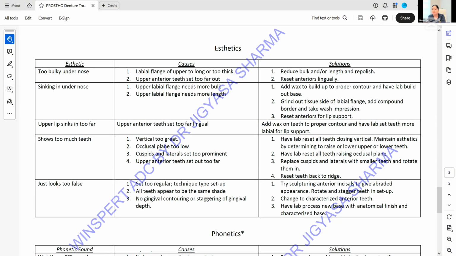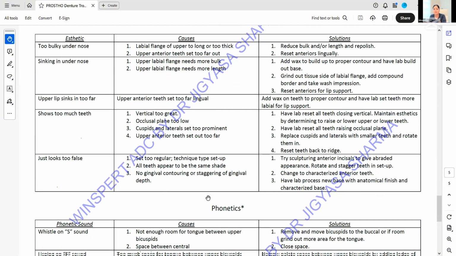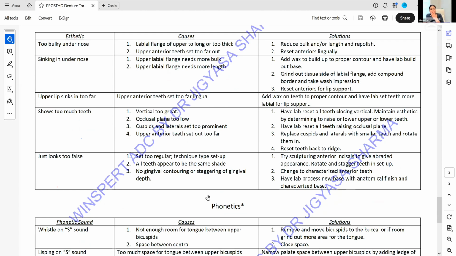Now the problems can be with aesthetics and phonetics as well. Let's talk about aesthetics. It can give you a bulky appearance under the nose or a very sinking appearance under the nose. The lip can also be too much sinking. Too bulky means the labial flange is too thick or the teeth are too far out. So reduce the flange thickness or set the teeth internally. If it's too much sinking, that means the teeth are too far in or the flange needs some bulk, so add the bulk. If the lip sinks too far in, again, the teeth are set too far lingual, so bring them labial and bring the labial prominence in the patient.